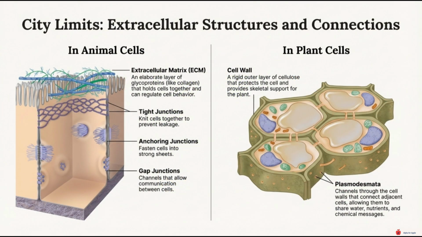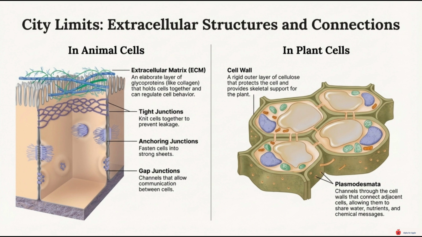Okay, and what about outside the cell? Animal cells have the extracellular matrix, or ECM. Yes, it's this sticky layer of glycoproteins, like collagen, that helps hold cells together in tissues. It also communicates with the inside of the cell, influencing cell behavior.